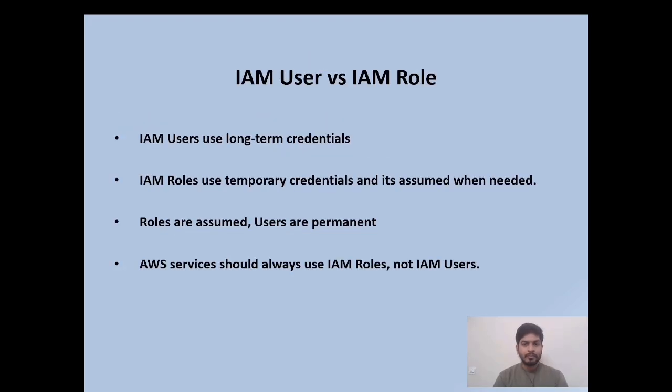The difference between an IAM user and an IAM role. An IAM user represents a human or application that needs long-term access to AWS, while an IAM role is an AWS identity that does not have long-term access, provides temporary access, and is always assumed when it is required. Remember, AWS services should always use IAM roles, not IAM users. Now let's answer the question properly.